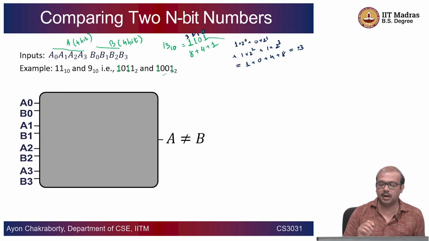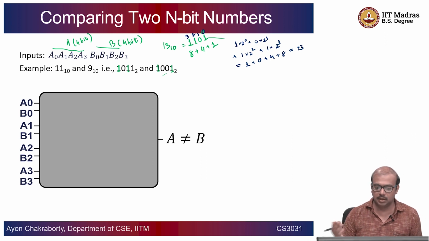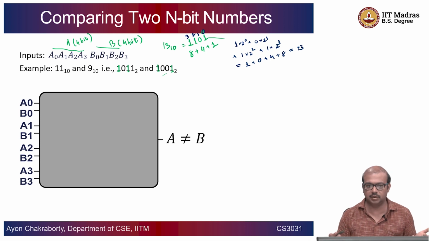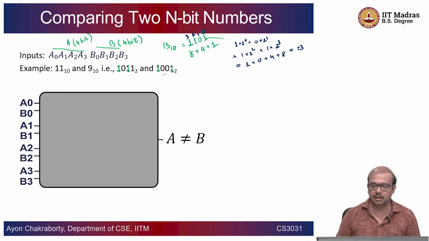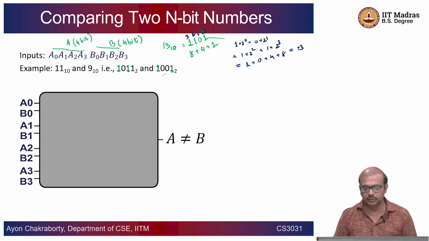So, you have to be in the habit of converting decimals to binary and vice versa. At least for 5 digits, you should be able to do it mentally. This is very useful once you start designing circuits. All these things are going to be really helpful.